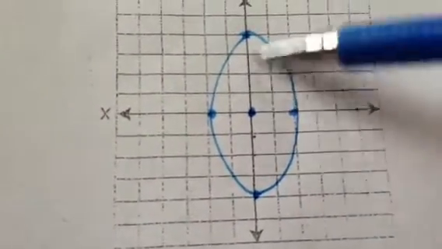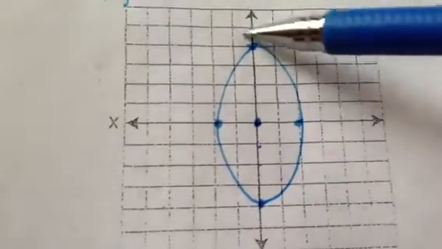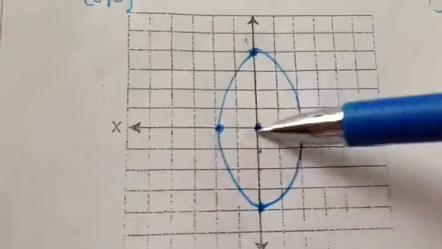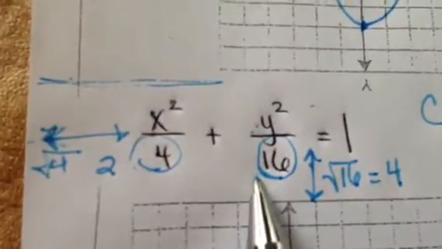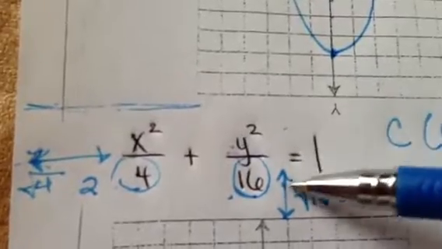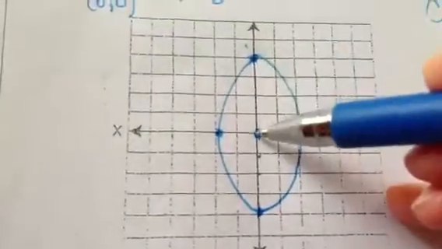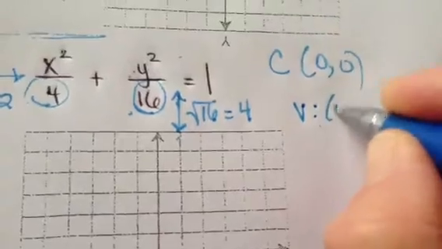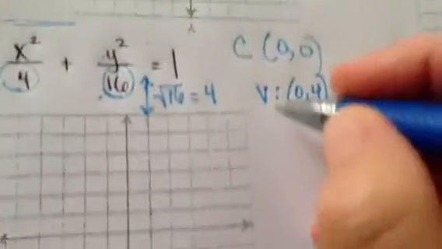Your vertices are the longer part, the endpoints of the longer part. And you can see that this is longer than this is, okay? You can also tell that because the bigger number is under the y. So that means my vertices are going to be the points on the up and down. So just see, what is this point? Well, it looks like it's 0, 1, 2, 3, 4. So one of my vertices is 0, 4, and the other one is this point, which is 0, negative 4.